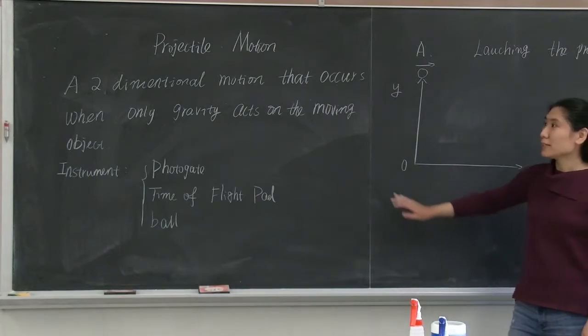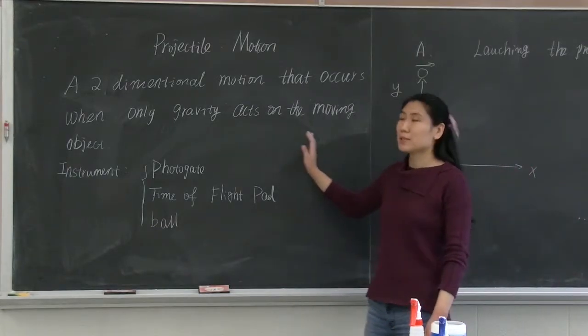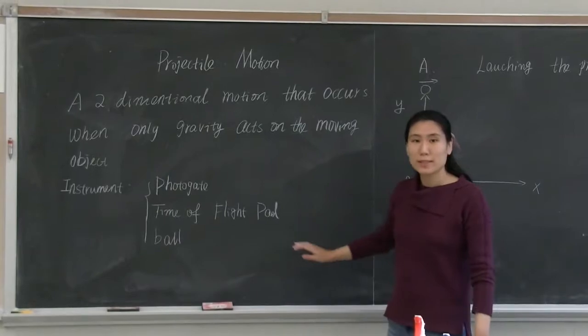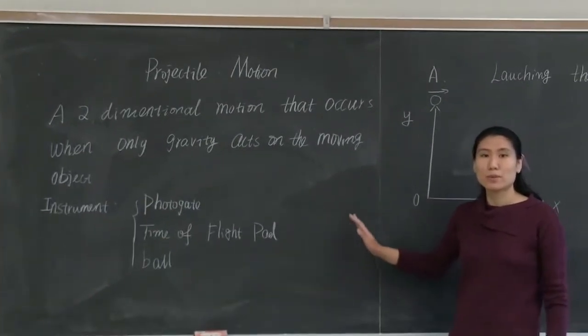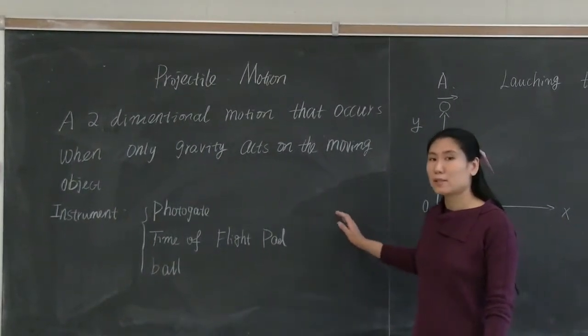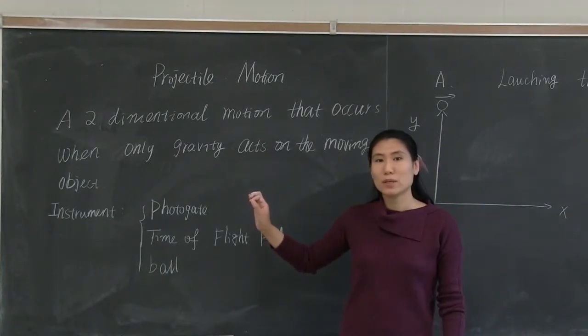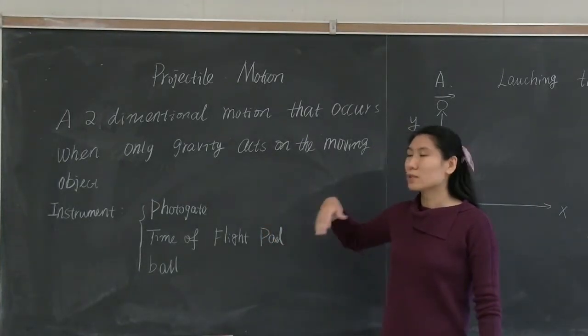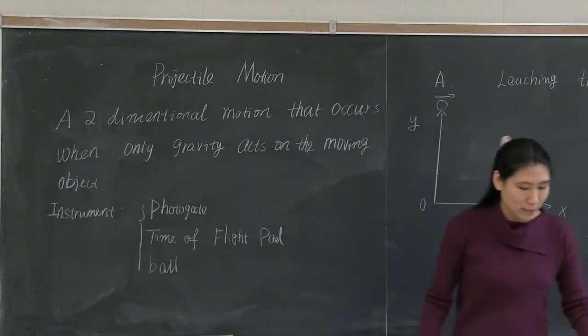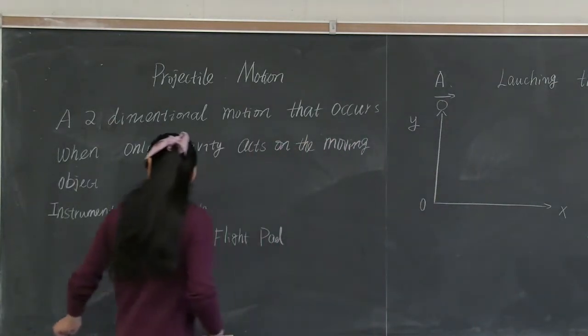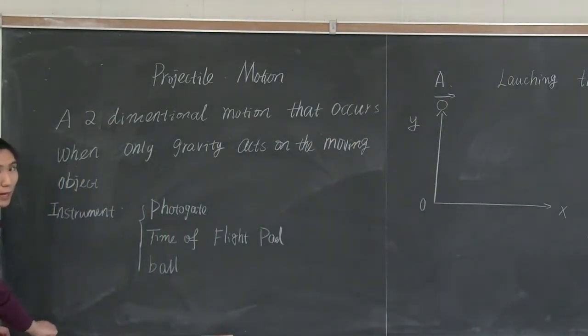Hi everyone, today we are going to talk about projectile motion. So what is projectile motion? It's a two-dimensional motion, and it is only due to gravity, which causes the object to move along the y direction. I will show you an example.